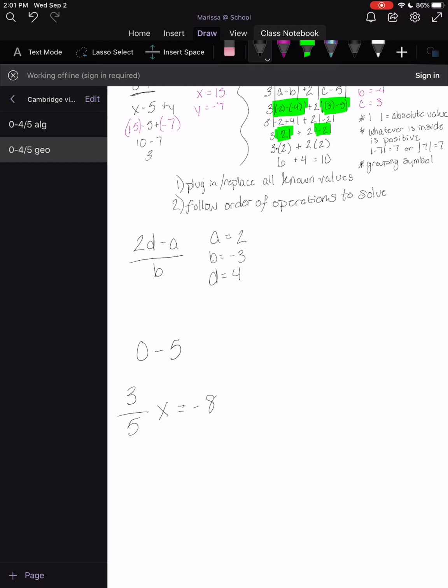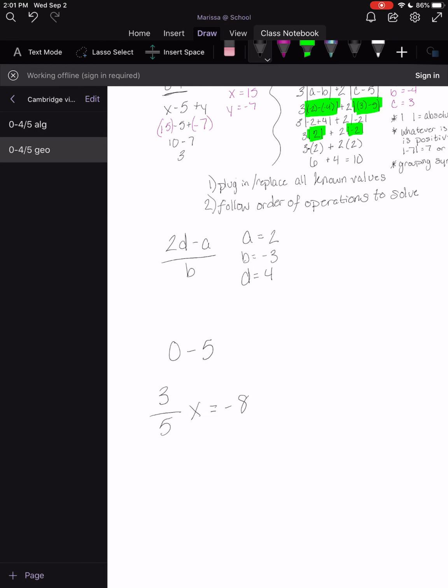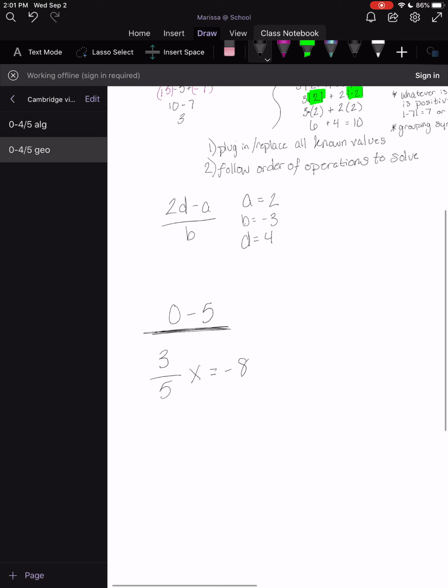I chose one that might look a little bit scary because I'd rather do a scary one with you, and then you go and do it and say, oh, we already did one like that. I know how to do this. This is easy. I want you to succeed. I don't want to throw something at you and have you wish I'd gone over something like that. I know you're good enough to figure out how to answer that problem. So we've got 3 over 5x equals -8.